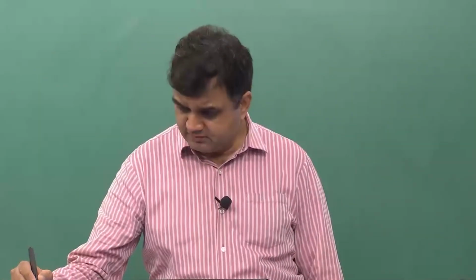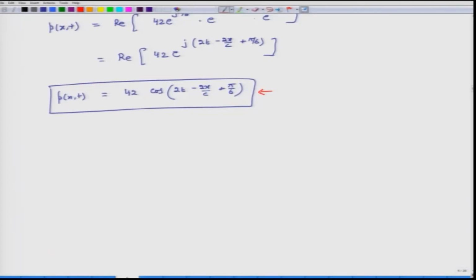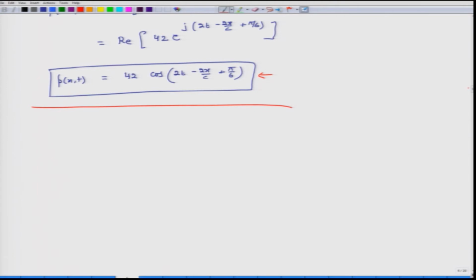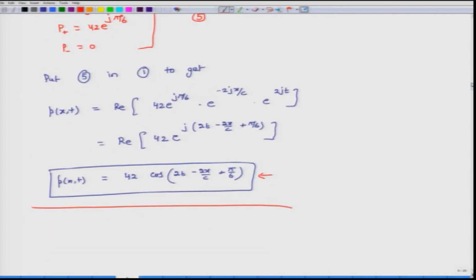Using this approach we have figured out that the pressure wave represented by P of x and t is 42 cosine (2t minus 2x over c plus pi by 6). So, that is one part of the discussion which I wanted to have today. This is how we solve problems by applying the physics of the problem, boundary conditions and also the initial conditions, and then we compute the values of P plus, P minus and S, and we solve the problem.